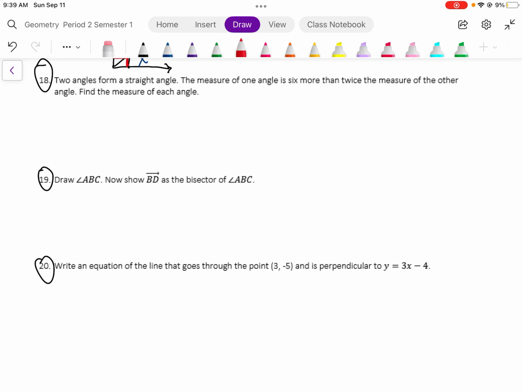For number 18, the two angles form a straight angle. Okay, so again, we're going to draw a visual. Doesn't matter if the visual is accurate, as long as it shows us we have a straight angle that is formed by two other angles. Okay, then the measure of one angle is 6 more than twice the measure of the other.